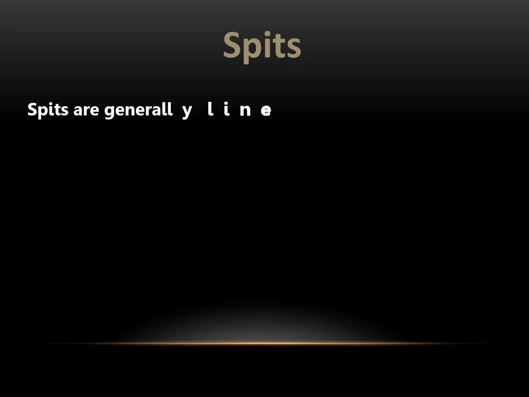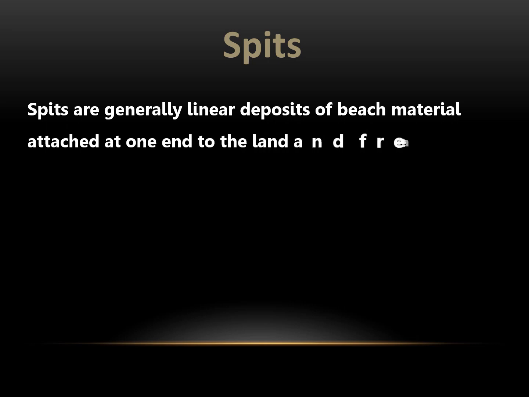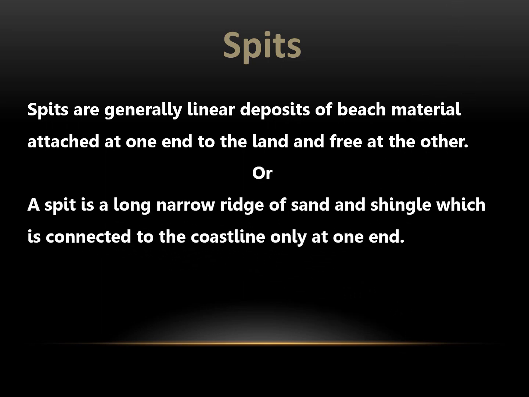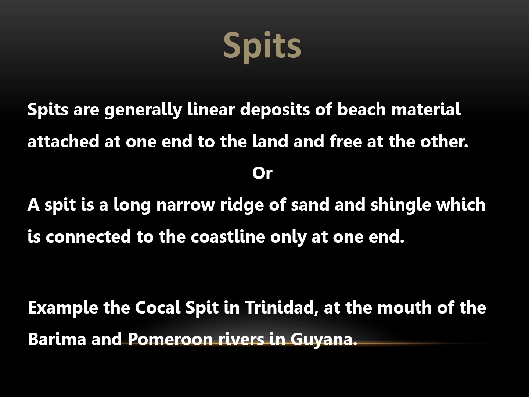Now, spits are actually linear deposits or lines of deposits of beach material attached at one end to the land, and it must be free at the other end or in the sea. In other words, a spit is a long narrow ridge of sand and shingle or rocks which is connected to the coastline only at one end. A good example of this is the Cocal Spit in Trinidad, as well as at the mouth of the Barima and Pomeroon rivers in Guyana.